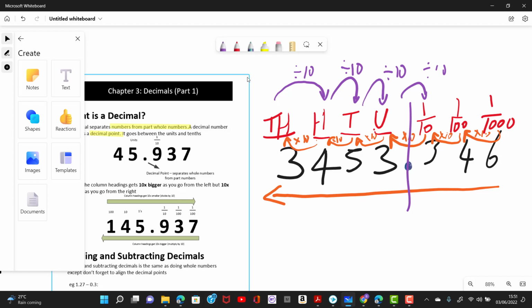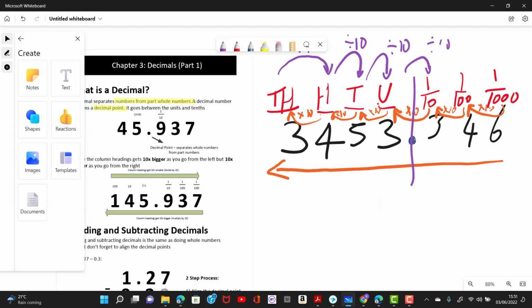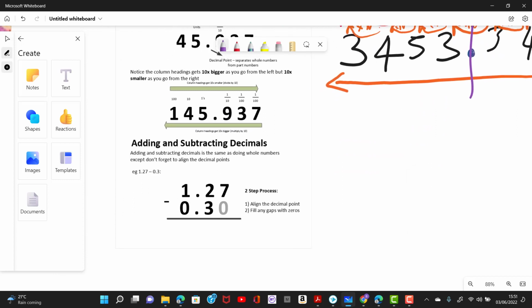Right. So the next bit we're going to be doing is how to add decimals. And here it just gives us two steps. First step is to line up the decimal point, and second step is to fill any gaps with zeros. And then you add and subtract as normal. So we'll do this in an example.